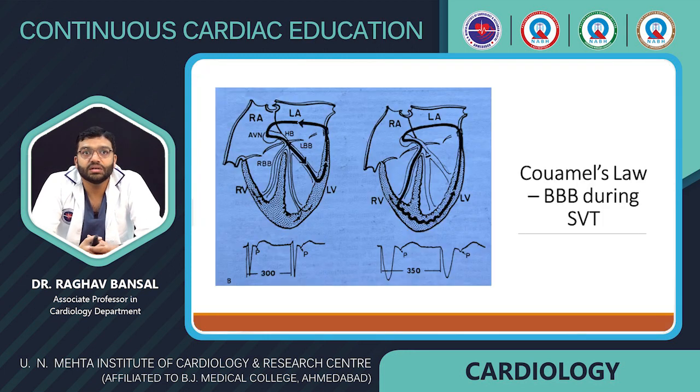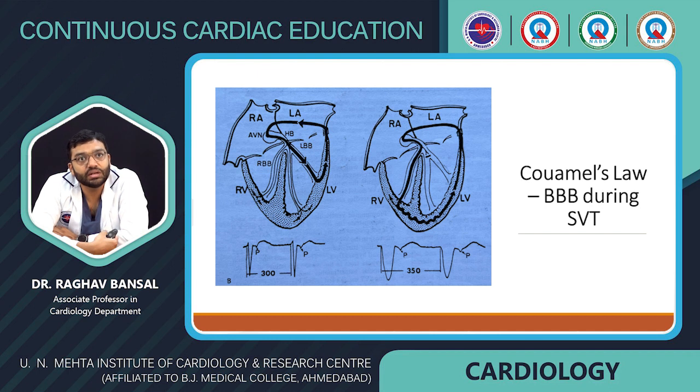One of the important things to notice is what happens with bundle branch block. So often when the SVT is very fast, we might get aberrant conduction in the form of right bundle branch block or left bundle branch block, and we should see what happens during the bundle branch block. This is called Coumel's law, the effect of bundle branch block during SVT. So let's consider this example.